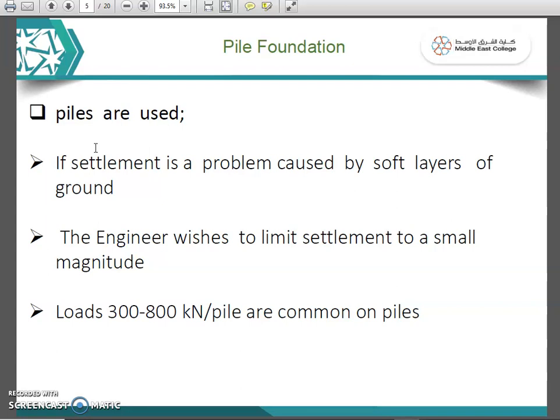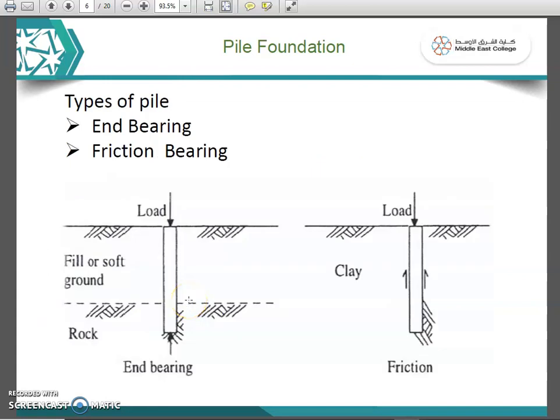So when the engineer wishes to limit settlements to a small magnitude, when the ground soil is expected to have more settlements, or when the load is more, around 300 to 800 kilonewtons per pile are common on piles. So piles can take this much load on a single foundation. In pile foundation there are two types: one is end bearing and another one is friction.